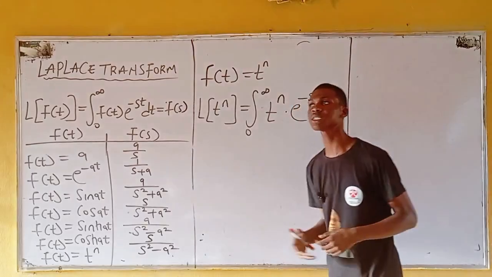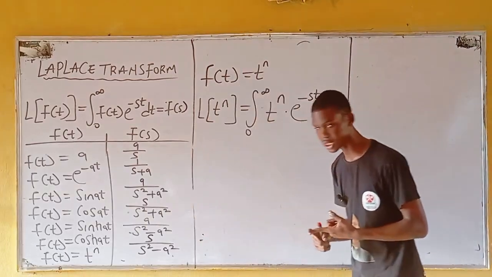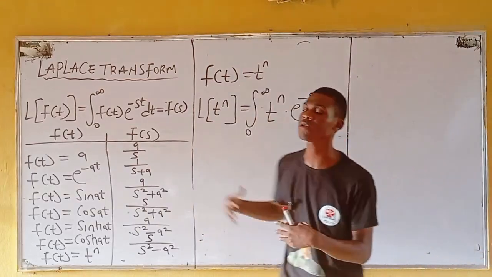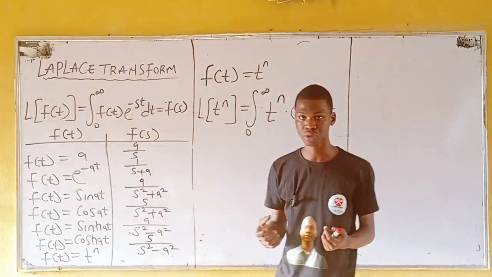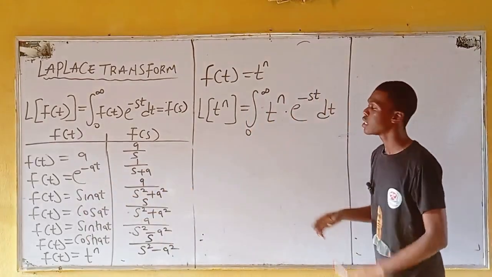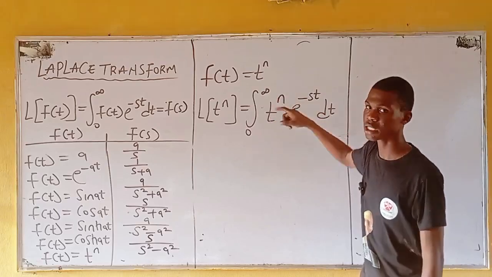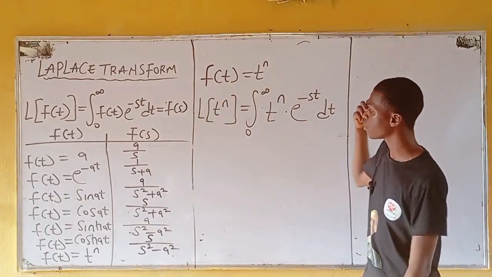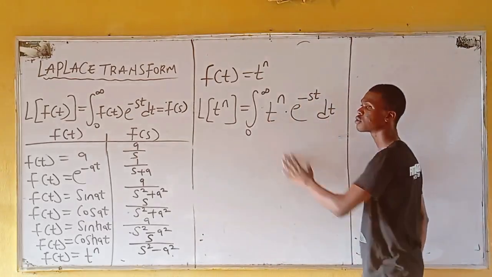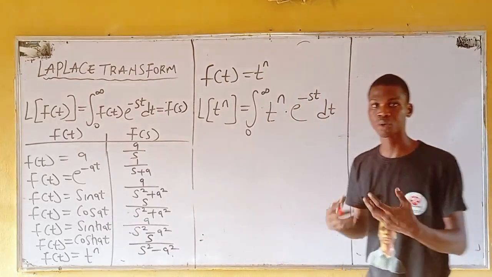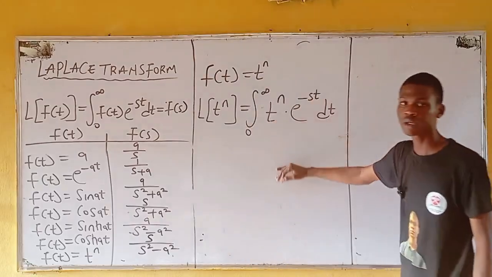Unlike the previous transforms we did, sine at, cos at, where we expressed the trig function in terms of exponential so as to perform easier calculation, in this case, is it possible for us to express t raised to the power of n in terms of exponential? It is not possible. We don't have that relationship between t and exponential. So in this case, you have to use integration by parts.